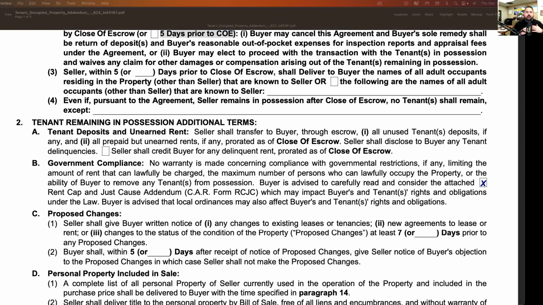So be very careful about the promises of "you're going to get this vacant." I would suggest that all of you, when you start marketing these properties, market them as though the buyer is going to have to take the tenant in possession of the property.